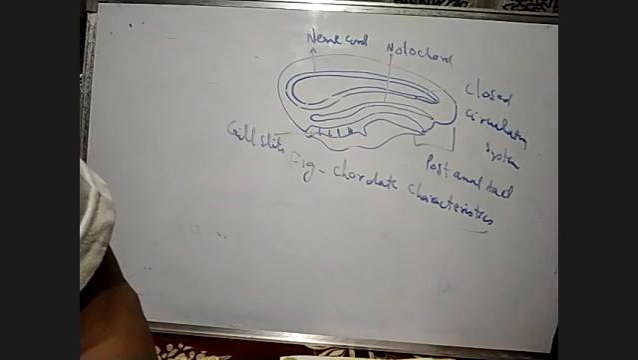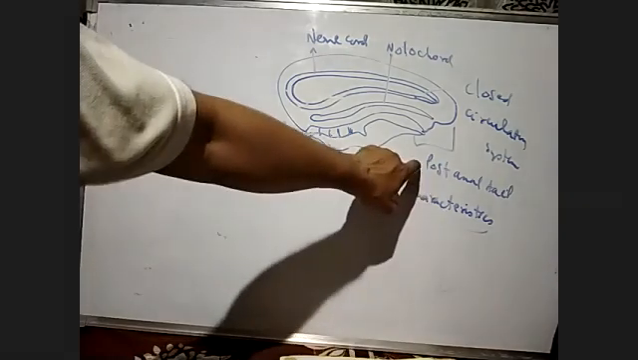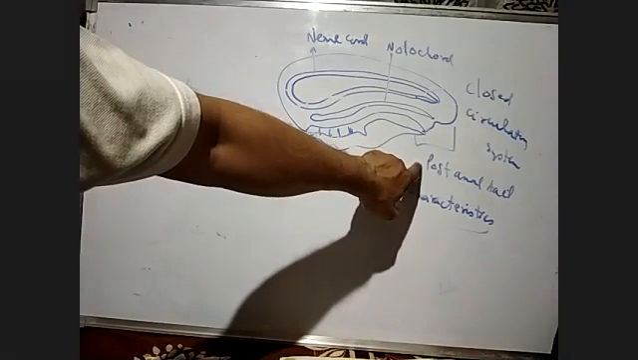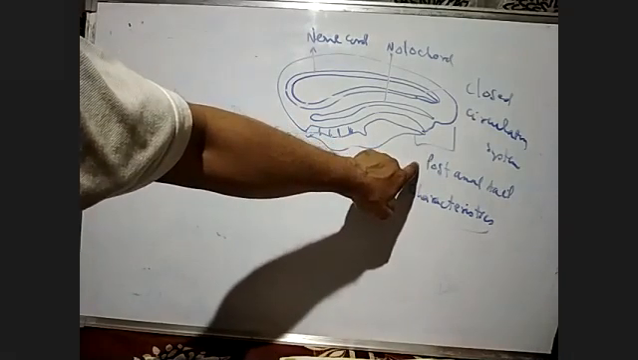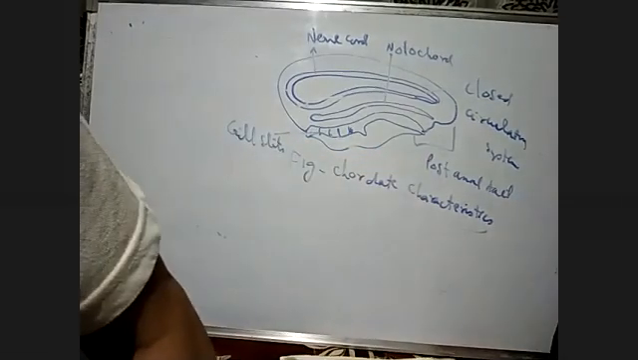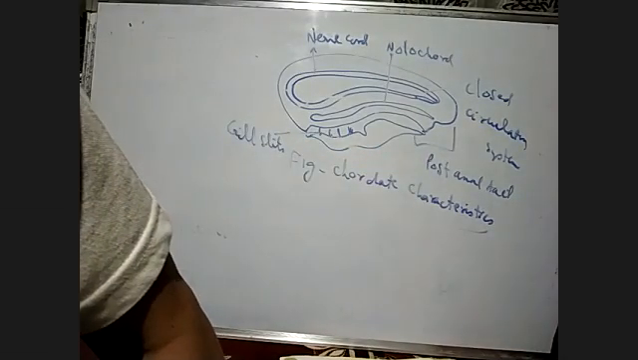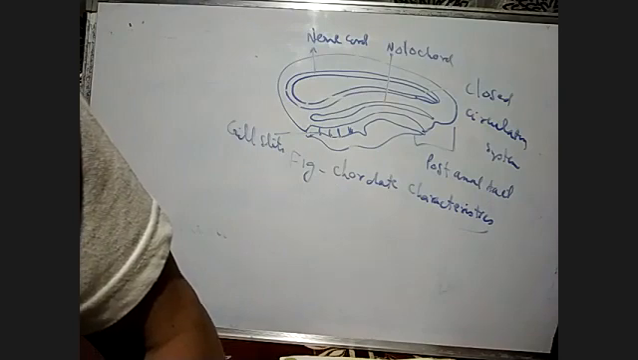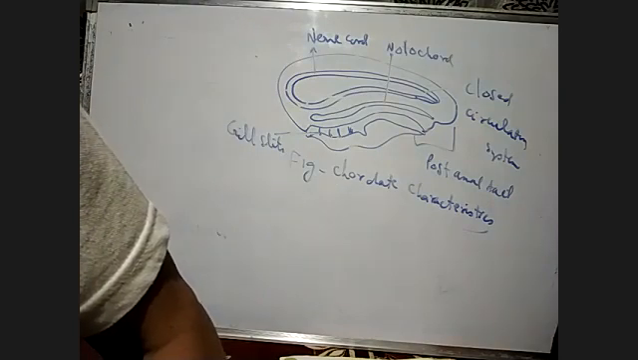And then we have one more character of the chordata. They have the post-anal tail present in case of chordata. And in the non-chordata, the post-anal tail is absent. That is about the difference between chordata and the non-chordata. Very simple.